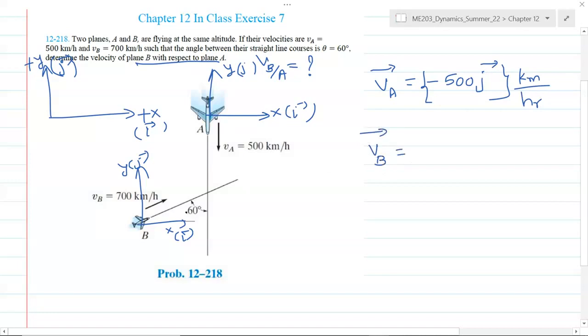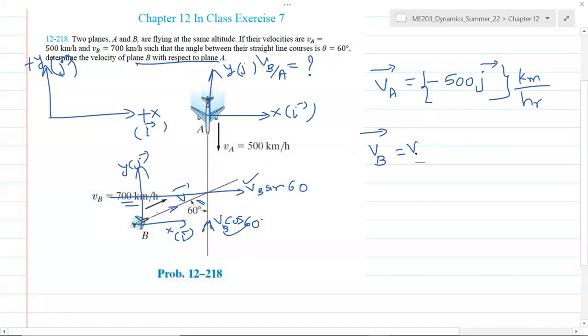VB, on the other hand, is 700 in this direction, and this angle is 60 degrees. When we apply cosine of this angle, VB cosine 60 gives us the vertical component. When you take cosine, it closes the angle between these two lines, and when you take sine, it opens the angle, and it will give us VB sine 60 as the x component of the velocity. They both are positive, since this is positive x and this is positive y for this coordinate system.